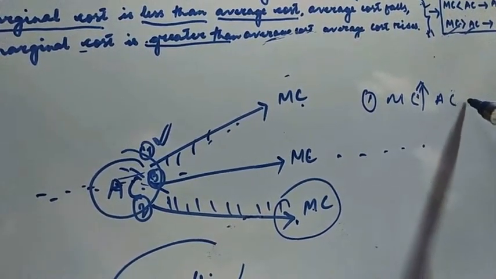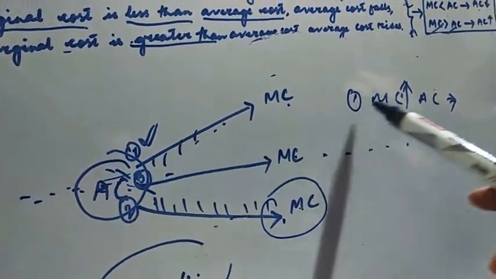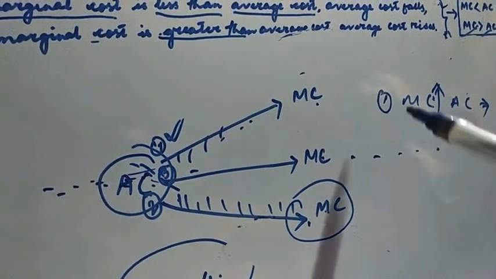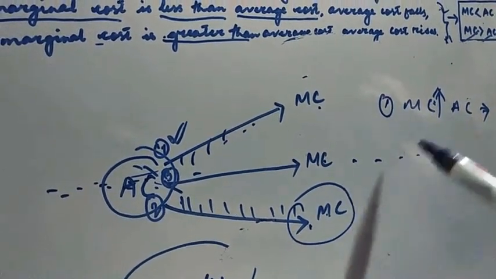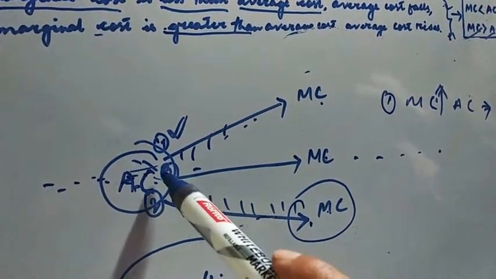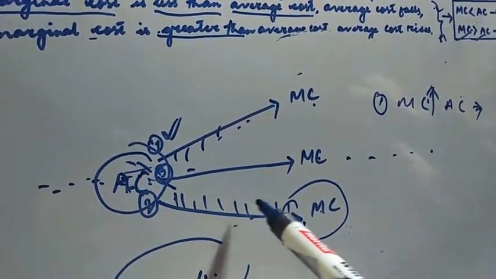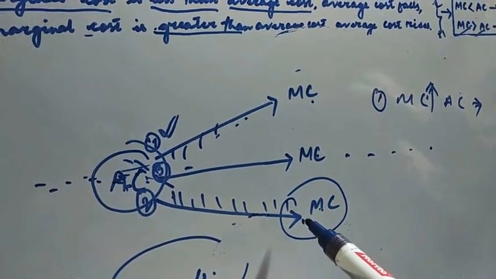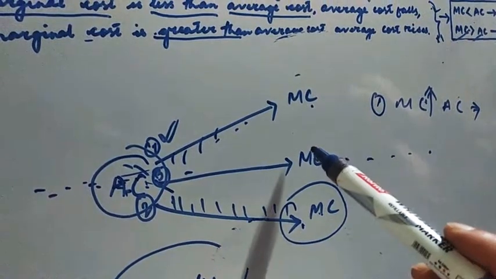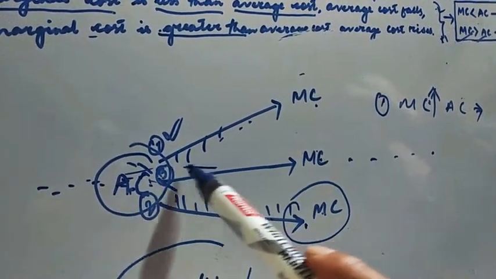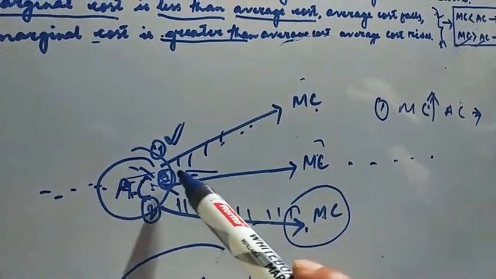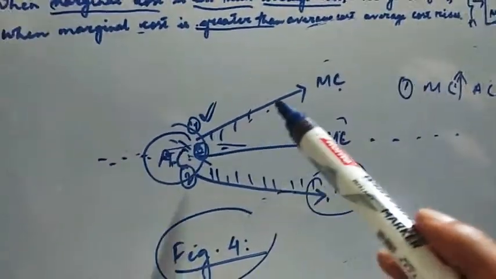First case, when marginal cost is above average cost, then what will happen? Average cost rises upward. Second case, when marginal cost is below average cost, then marginal cost will pull the average cost downward and average cost falls downward. And in the third case, when MC is equal to AC, then this MC will pull horizontally the average cost. That is why average cost will remain the same.